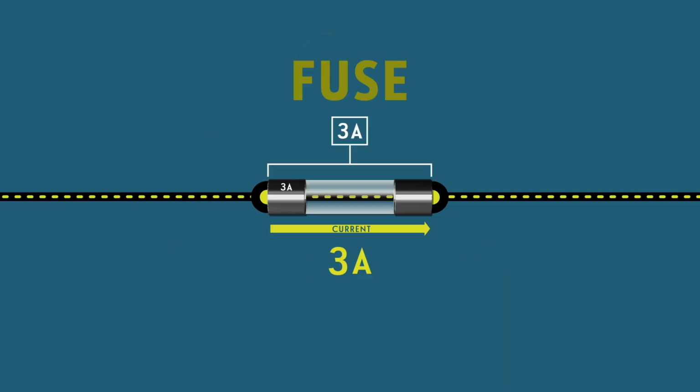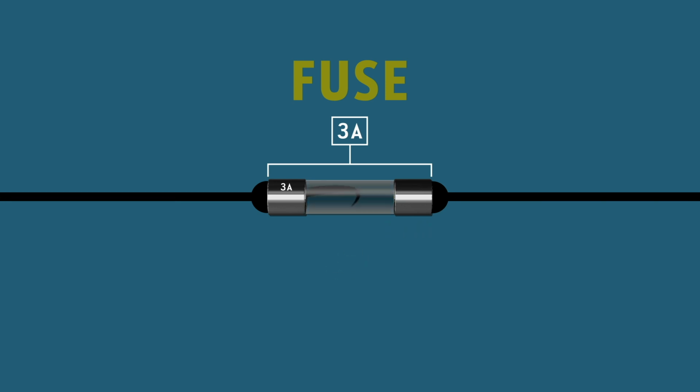A fuse is a safety device that melts and breaks an electric circuit if the current exceeds a specified safe level. Fuses are rated to handle a certain amount of amps, and if too much current flows in the circuit, it will burn out and break the circuit.